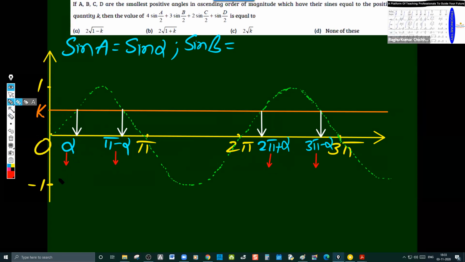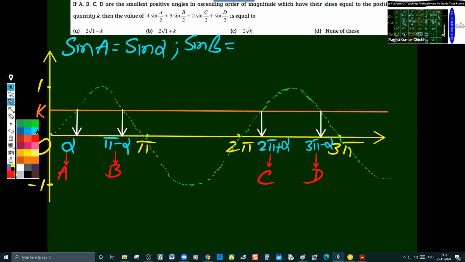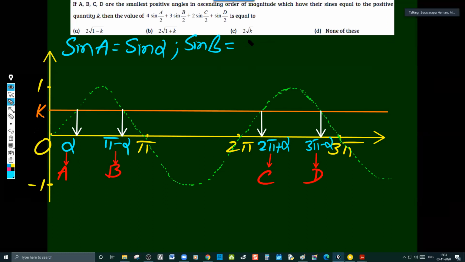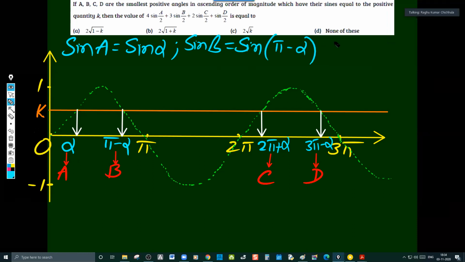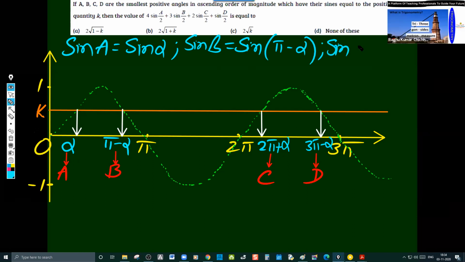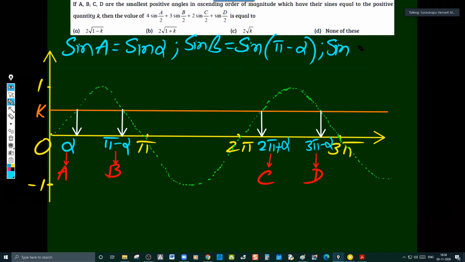Pranit, are you there? What is sin B? You tell me, please. Pi minus alpha. Very good. What is sin C? 2 pi plus alpha. Good. What is sin D? 3 pi minus alpha. Very good.